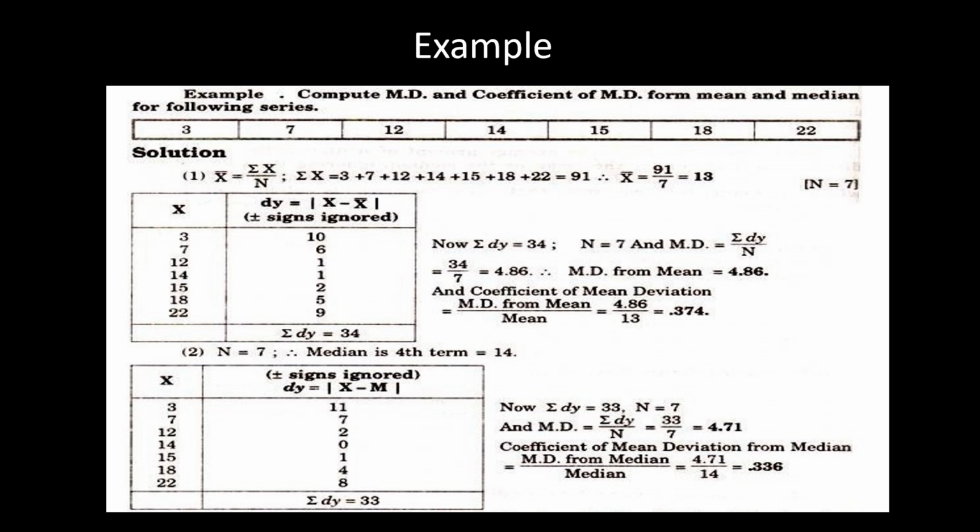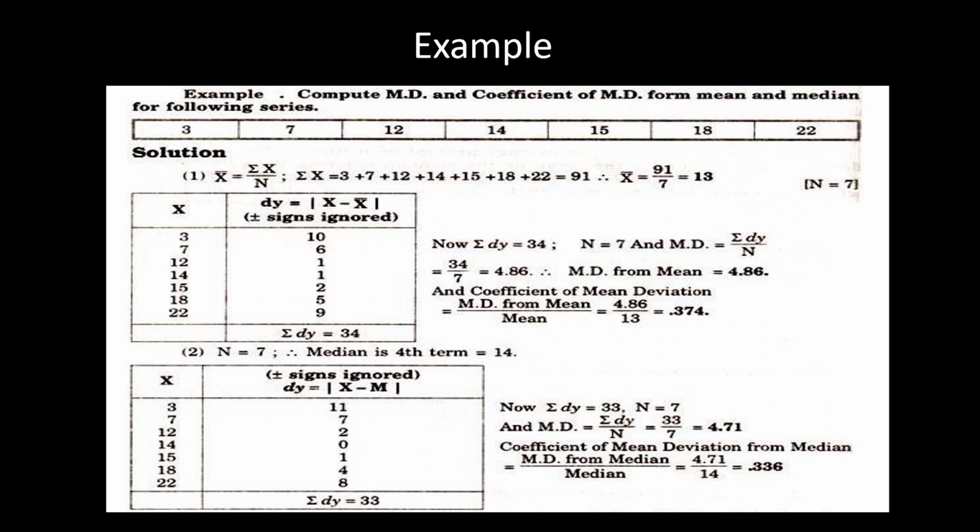Similarly, the next value 7 minus 13 gives you 6, and 12 minus 13 gives you 1, and so on. In this way, you have to find the absolute deviations and find the total of that. After finding this total, we are supposed to find the mean deviation by using the formula: sum of the absolute deviations divided by the number of observations given, which is 34 divided by 7. So we got the mean deviation value here as 4.86 for this problem.